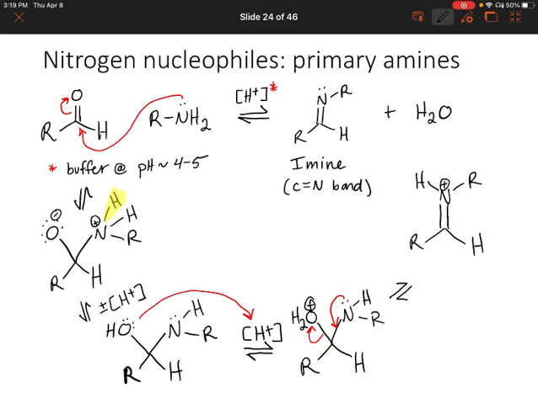Now in this very last step, we're just going to remove that hydrogen from nitrogen. And we can just write minus H plus here. Okay. So pretty similar to some of our oxygen nucleophile mechanisms that we saw last time.